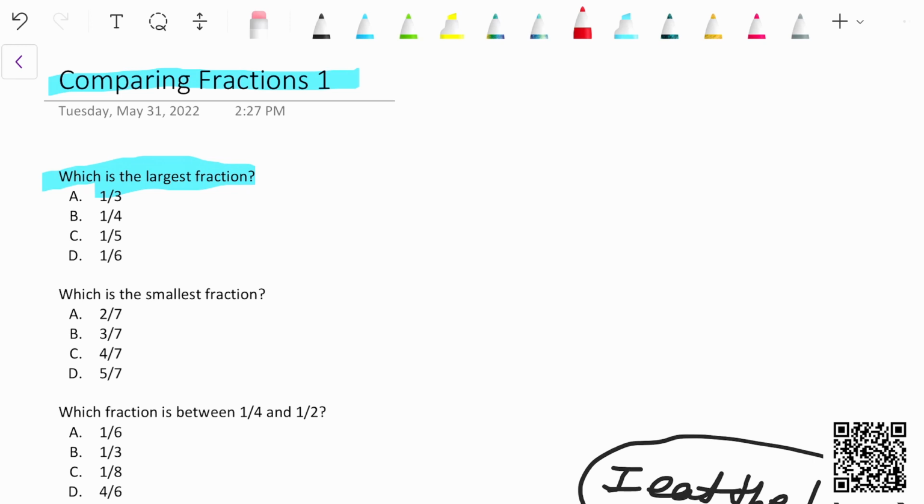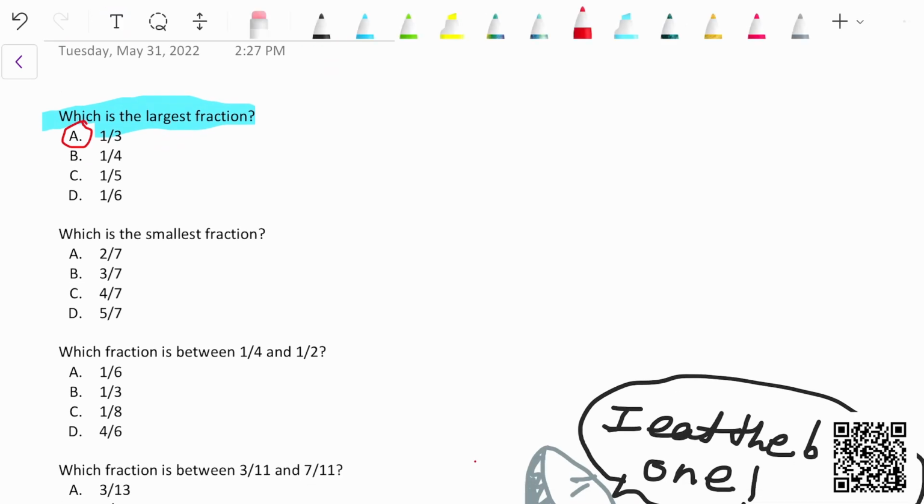So which is the largest fraction? This one all has the same numerator, which is what we call the top, but they all have different denominators, which is what we call the bottom. As in denominators, the one with the smallest denominator is the biggest. And in 3, 4, 5, and 6, 3 is the smallest. So the answer is A.